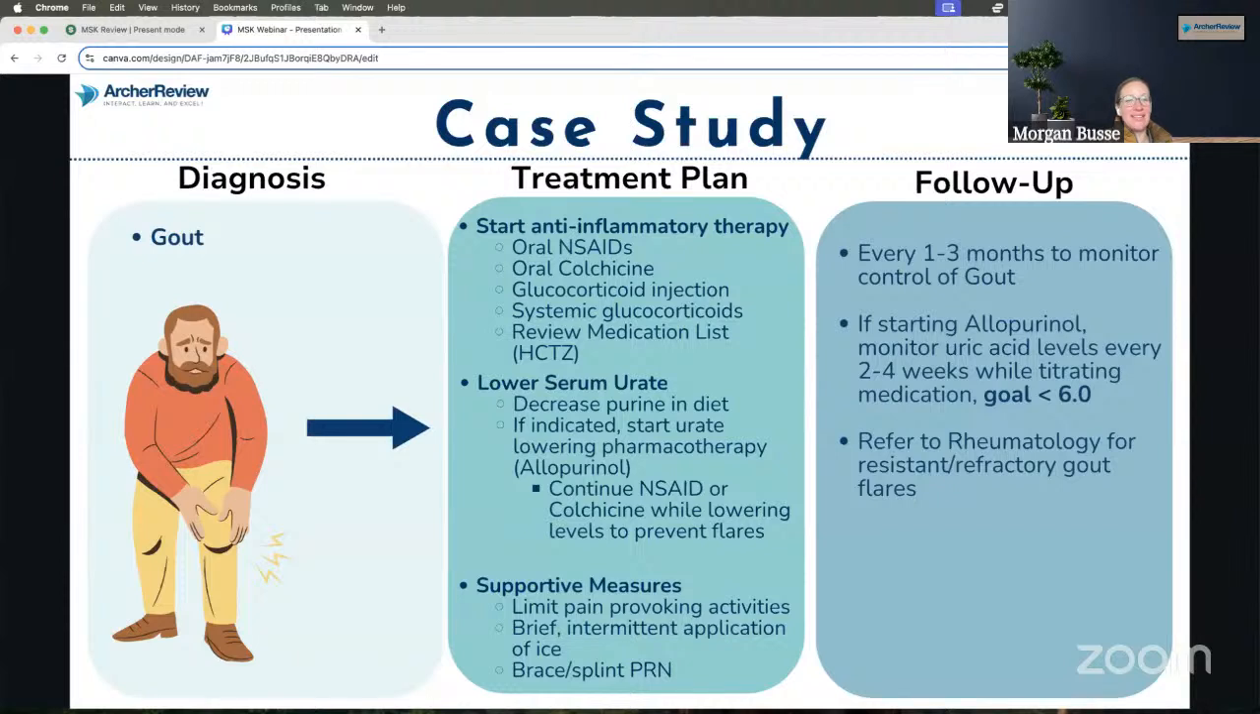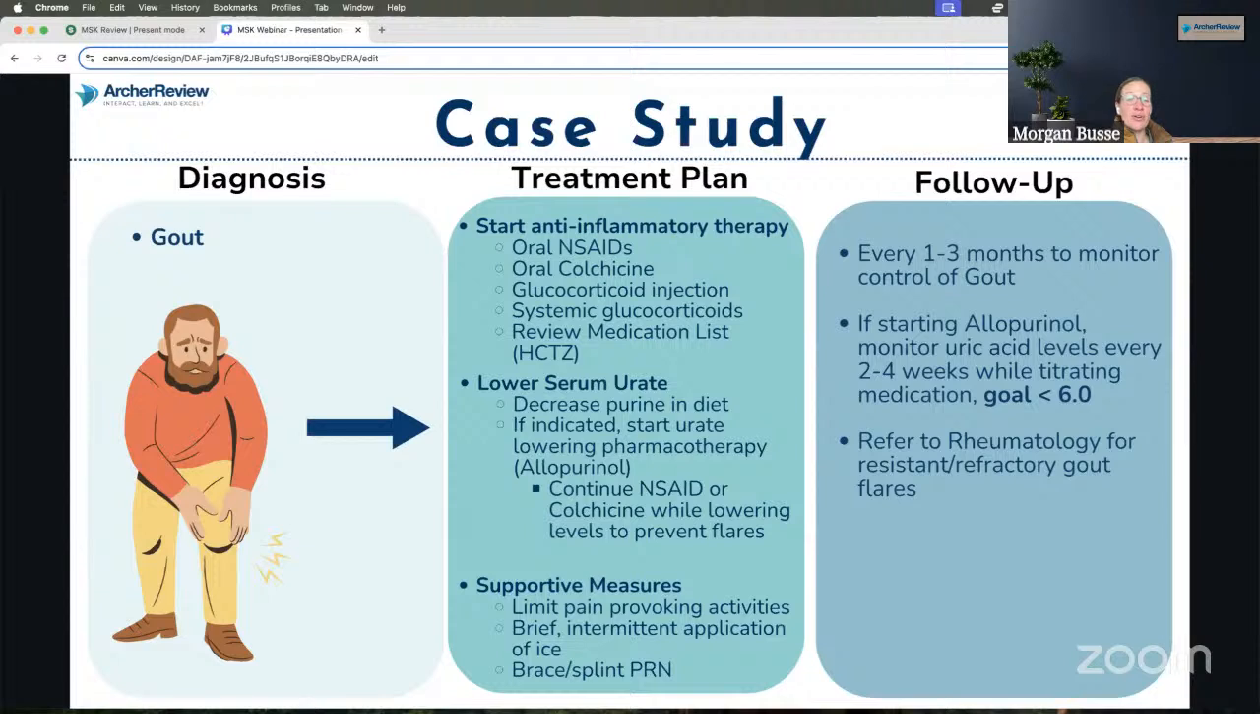Hydrochlorothiazide was on his med list. Is that causing it? Can we switch him over to something like amlodipine with his lisinopril to get him off of that? And that's in fact what I did with this patient. I got him off the HCTZ. He has had so many flares despite our best efforts. After his flare wrapped up with the colchicine, I added allopurinol.